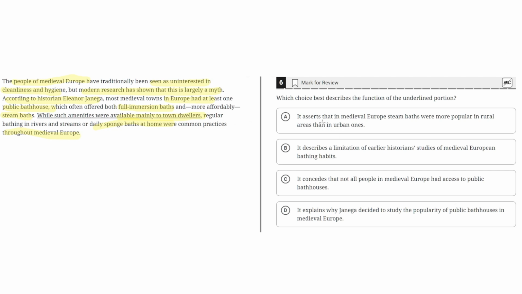So, option A says it asserts that in medieval Europe, steam baths were more popular in rural areas than in urban ones. The underlined portion says "while such amenities were available mainly to town dwellers." This would make A incorrect because this underlined portion doesn't focus on popularity, it focuses on how these public bathhouses were only available to town dwellers, not to people in rural areas. So A is incorrect.